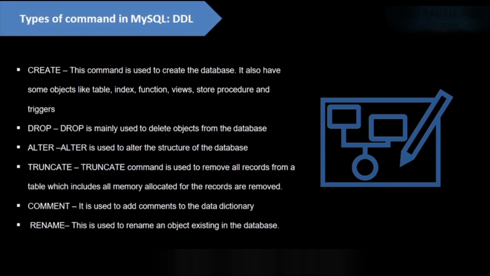Then comes truncate. What is truncate? The truncate command is used to remove all the records from a table, which includes all the memory allocated for the records being removed. Now comes the comment command. This command is used to add comments to the data dictionary. And lastly, we have rename. What does rename stand for? This is used to rename an object existing in the database.